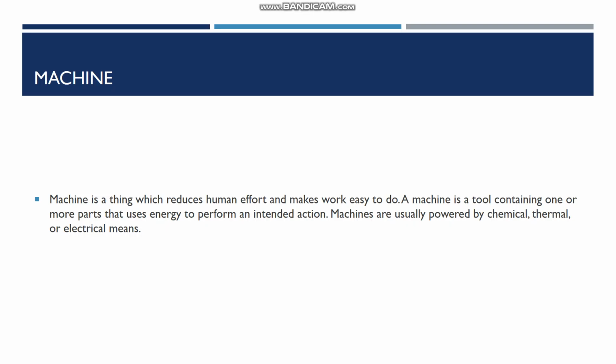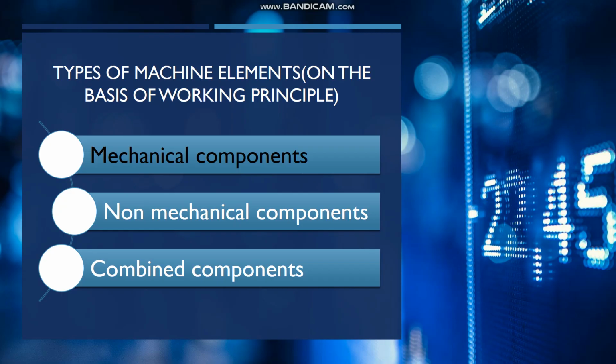So, what is a machine? A machine is a thing that reduces human effort. It is basically a tool or a combination of tools that uses some energy. It may be electrical energy, chemical energy, or thermal energy. It uses that energy to do some predefined work, to do some intended action.